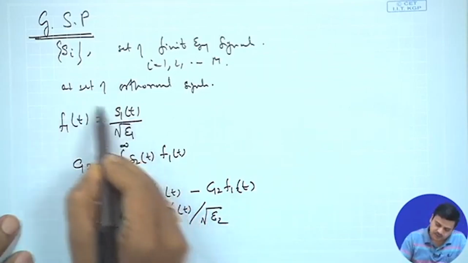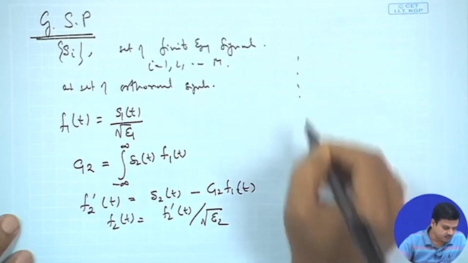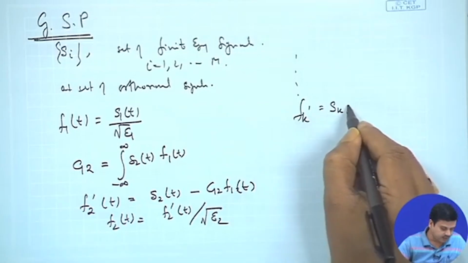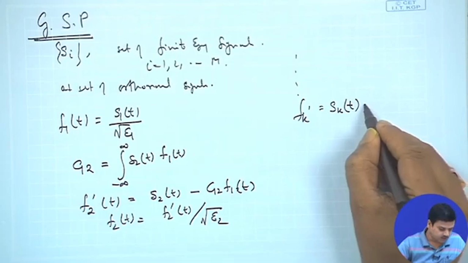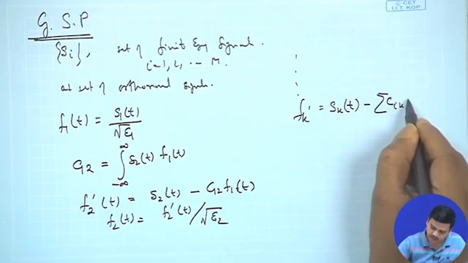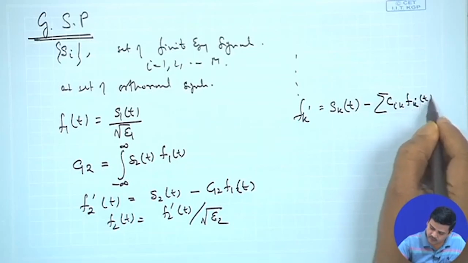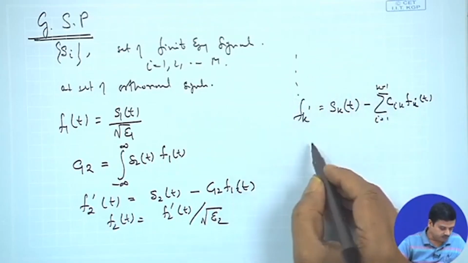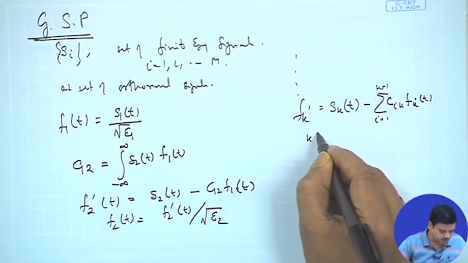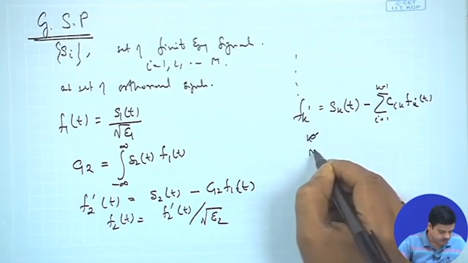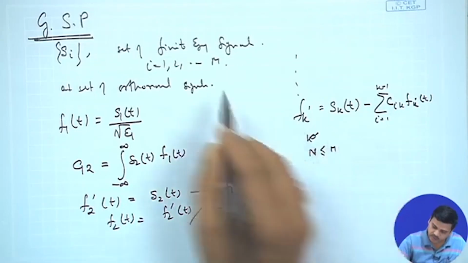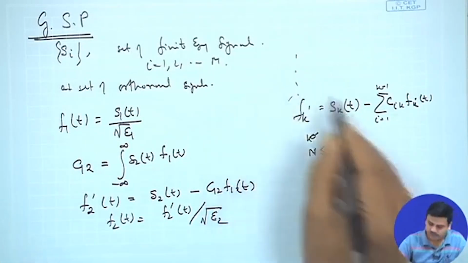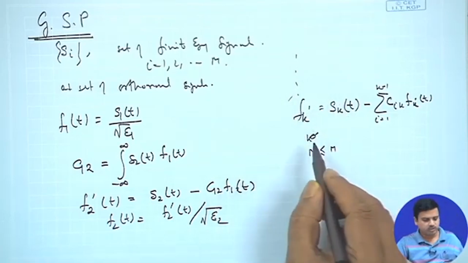If you look at the process, it is very similar to the one that we did for vectors, and similarly you will go on to find f_k prime, which is equal to s_k(t), the kth signal, minus the sum of C_ik f_i(t) for i equals 1 to k minus 1. In this way you will be constructing f_k prime. Or you can go up to some value n which is less than or equal to m, because you have m signals, similar to the other case, for which you can find this orthogonal basis set, and you will be given a tutorial on how to use this.